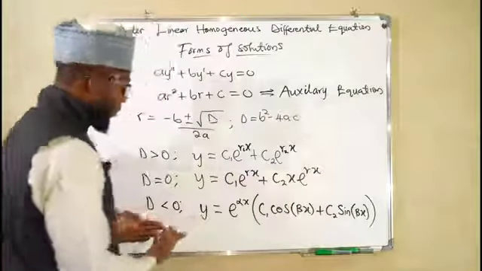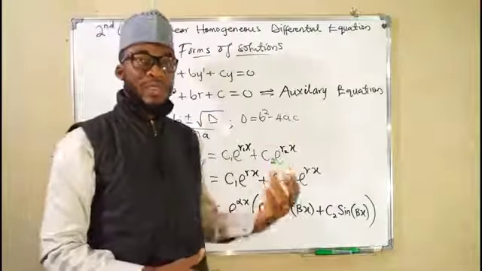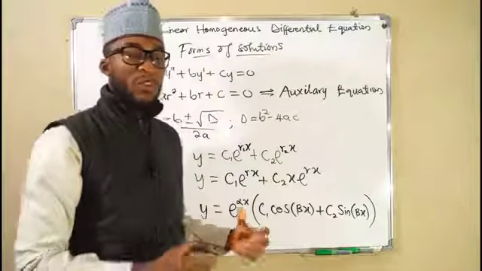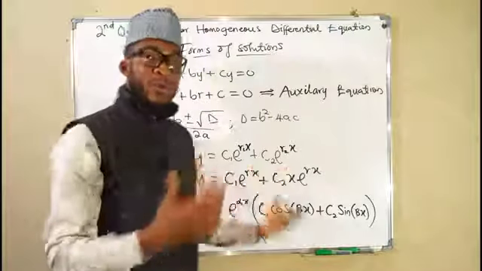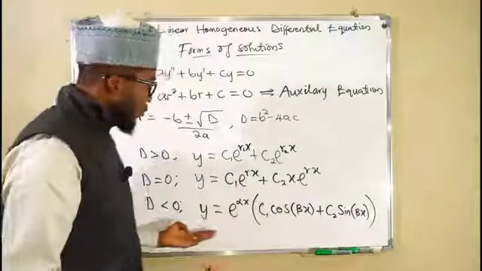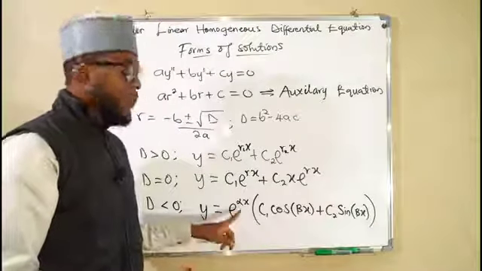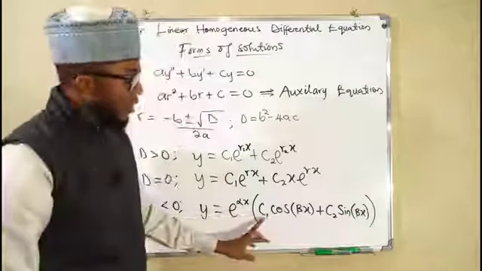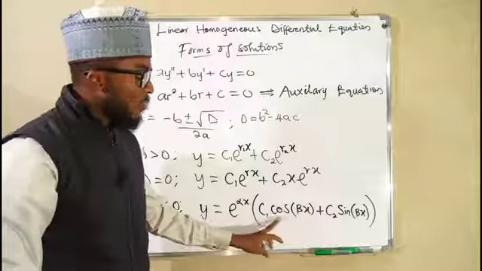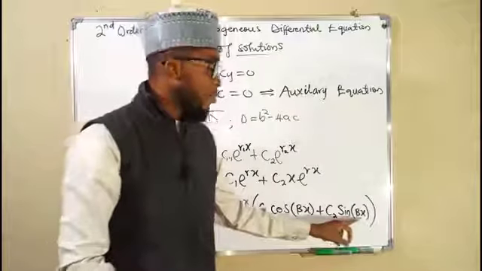And the last form is when you simplify d and you realize the value you obtain is less than 0. In that case, we are going to obtain a complex solution. If our roots are in complex form, our solution for that differential equation is going to be in this form: e to the alpha x multiplying the whole of this expression, a constant times cos of beta x plus another constant times sine of beta x.